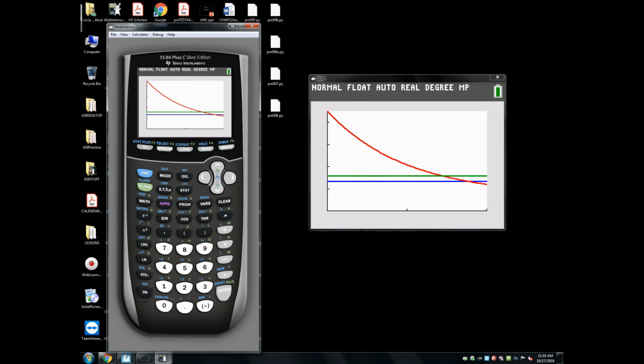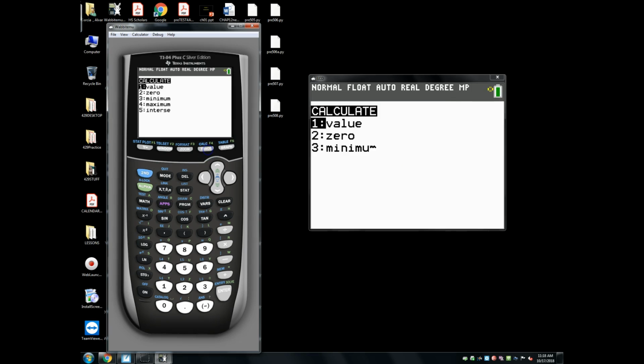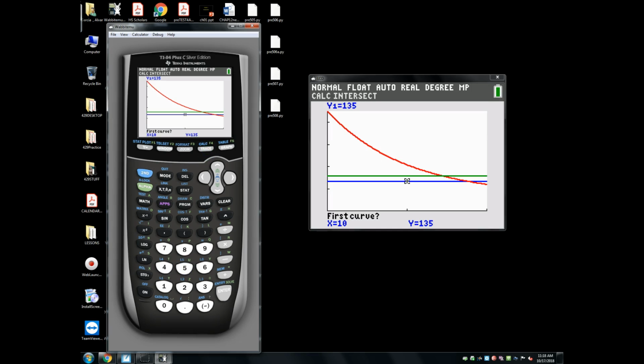So how do you figure that? Same way. Second, calc, intersect, but I don't want the blue curve. I want the green and the red. So up arrow, green, up arrow again, red, and then enter. And that's going to be 14.344-ish minutes. And that's what we did today.